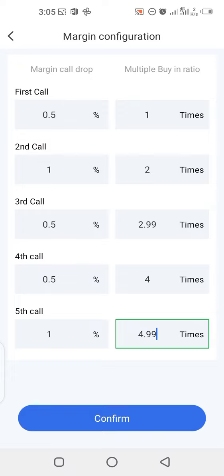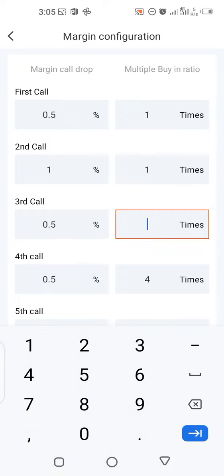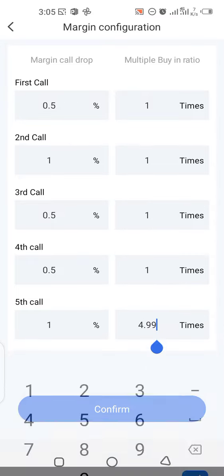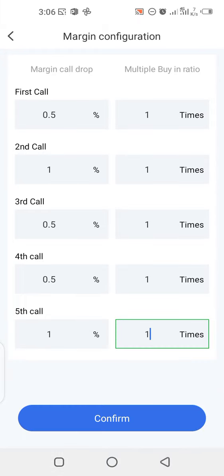The worst scenario you can do is to put a 1 here, but because of the training we did, you understand that this does not move the average price closer to the current price. So if you put a 1 throughout, you understand that your robot will just be buying, but it will not be causing the average price to move closer to the current price for you to get out of the trade faster.